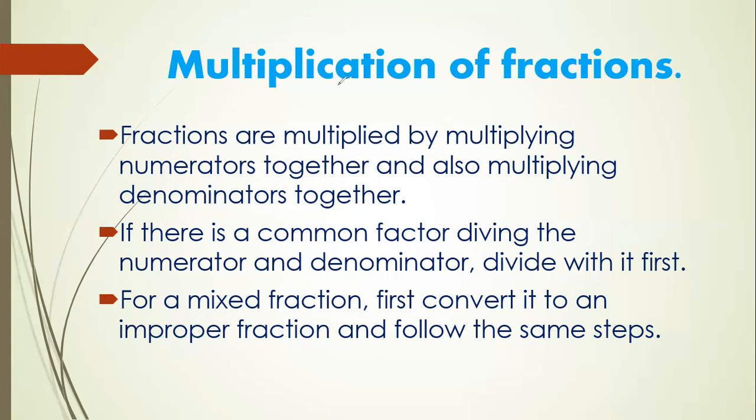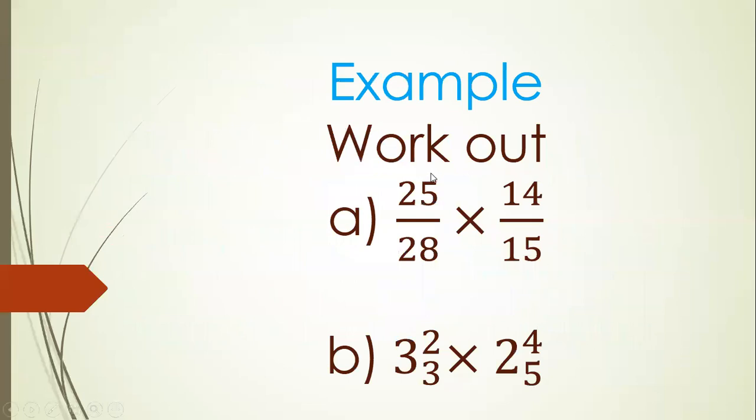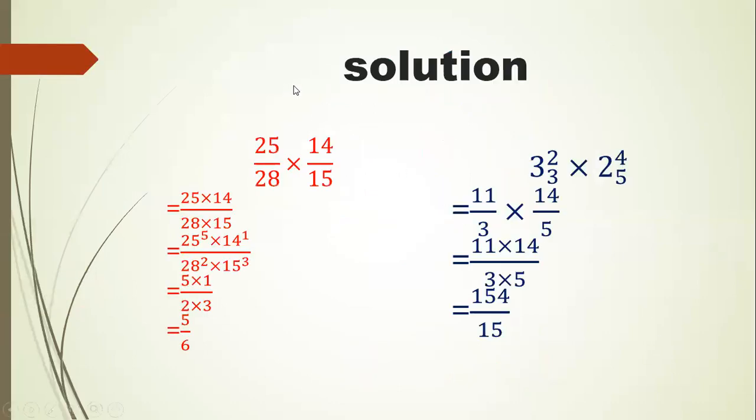So let's look at an example where we are supposed to work out the following fractions. In the first one, we are supposed to multiply this and also multiply this. You can see that this one here is a mixed fraction, whereas the first example here has just the normal usual fractions. So let's see what we do in each of the cases in our solution here.